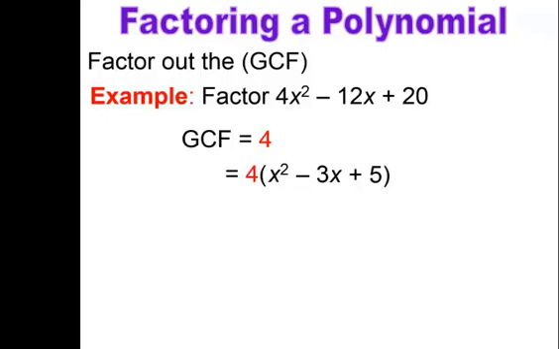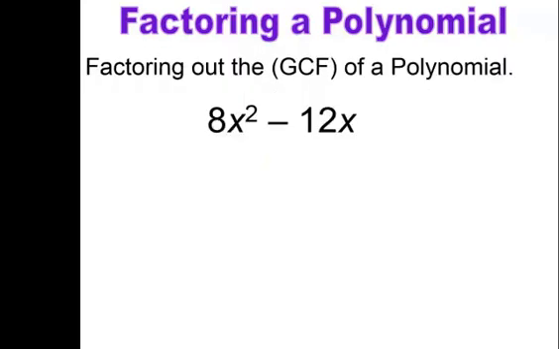Factor out the GCF. Make sure you have the GCF on the outside of parentheses, and whatever is left after you divide it out of each term goes inside the parentheses. You can always double check your answer by re-multiplying the number on the outside to everything inside. Pause and try.